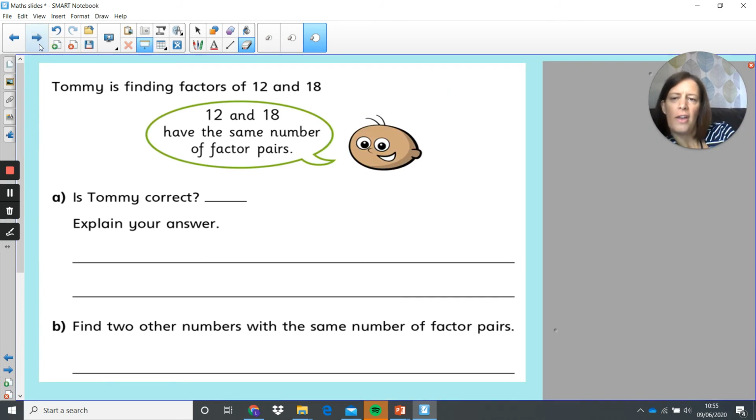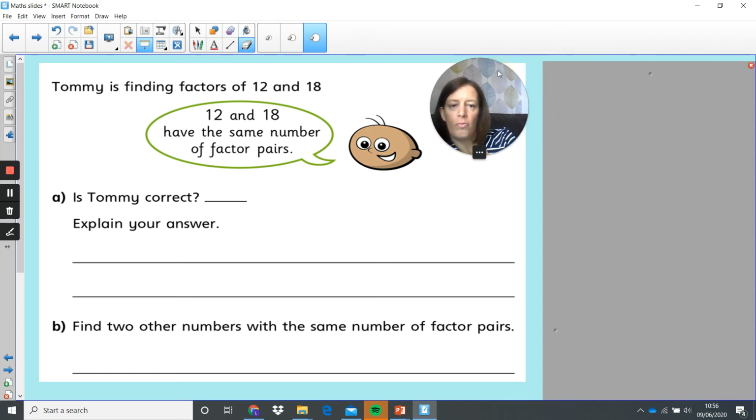Okay, Tommy is finding factors of 12 and 18. 12 and 18 have the same number of factor pairs. Is he correct? Explain your answer. So pause the video while you work that out. Okay, let's see if he is. So 12 and 18 have the same number of factor pairs.